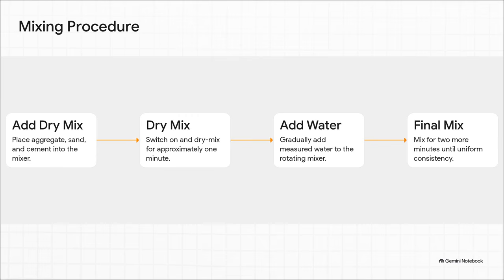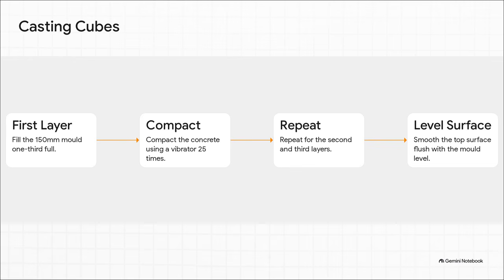Next up, the concrete is cast into our standard 150 millimeter cube molds, and we do this meticulously in exactly 3 layers. First, fill the mold 1/3 full, then compact it with a tamping rod exactly 25 times to force out any trapped air. Repeat that whole process for the second and third layers, and finally, level the top so it's perfectly flush. So, wrapping up this phase, precise ratios, sequential mixing, and layered, well-compacted casting, those are your keys to a perfect specimen.